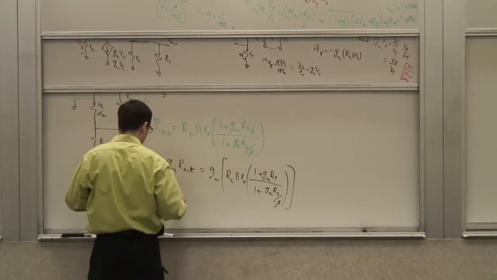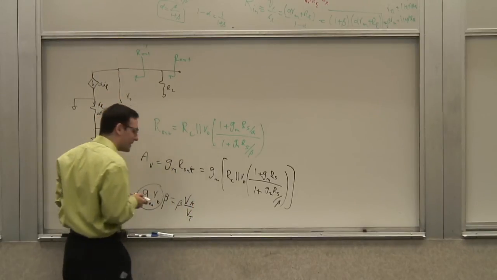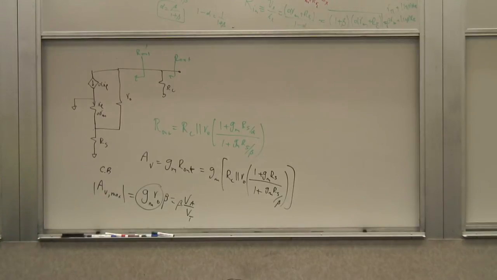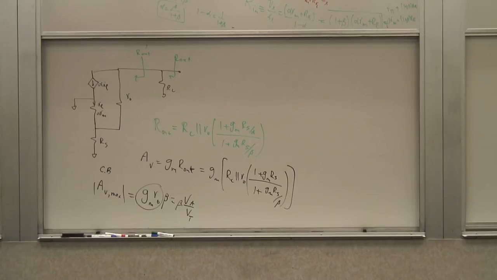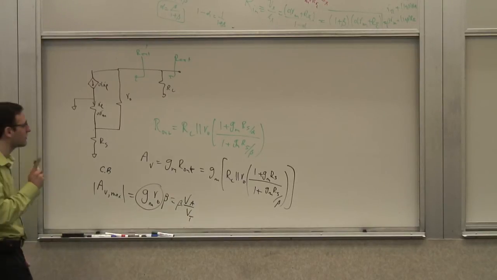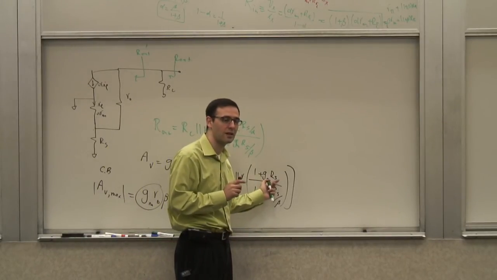VA over VT. But now, the difference is that this stage has some very interesting property. Its maximum gain is beta times greater than that of the common emitter. So it's capable of achieving higher gain per stage than the common emitter. Although the gain looks on the surface similar at this level, the limit is greater because of the output resistance. But that can only be achieved if RS is large.